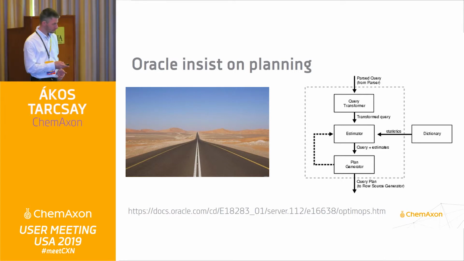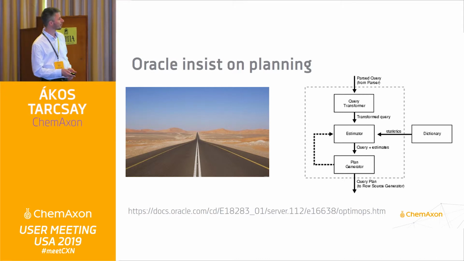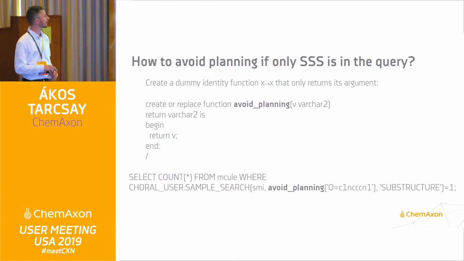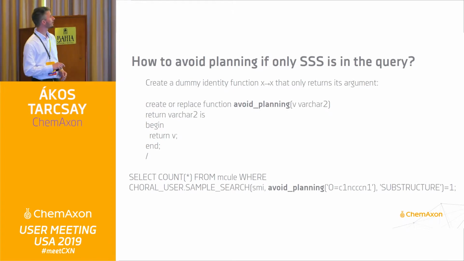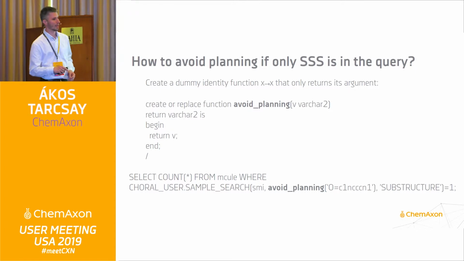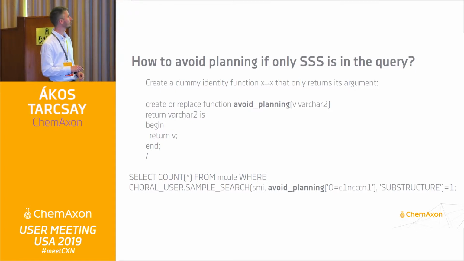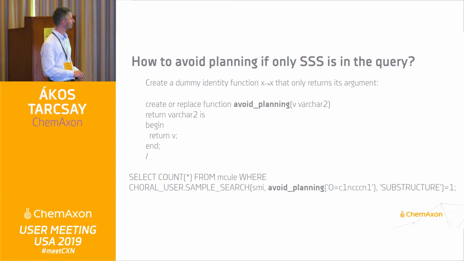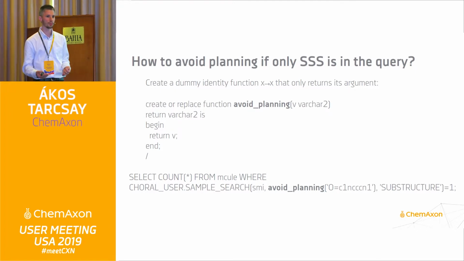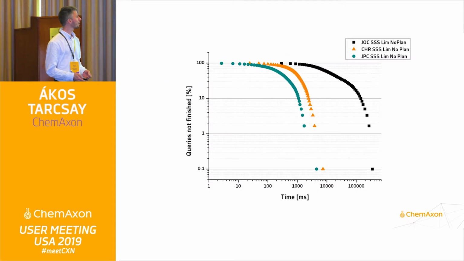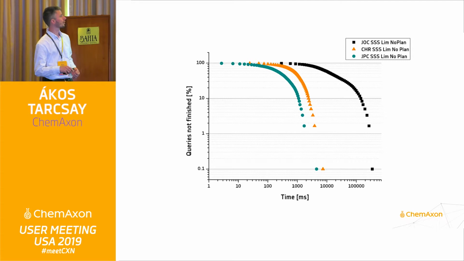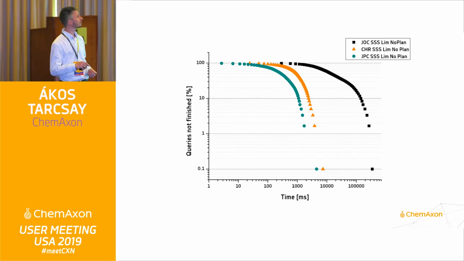So therefore, the team suggested that somehow we should trick Oracle and skip this planning. And they had this idea that we should add a dummy function called avoid planning that just returns the very same number as a varchar. And if we use this within our query, then Oracle won't be able to do this planning. And it had quite nice effects. Now I'm showing you substructure search limited query results on this 10 million set with this no planning.